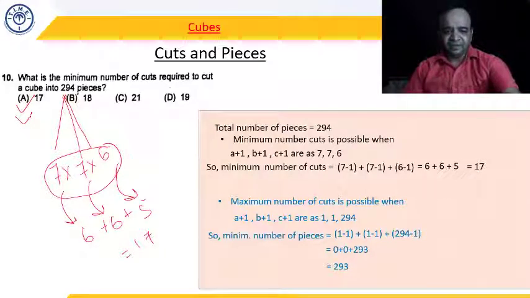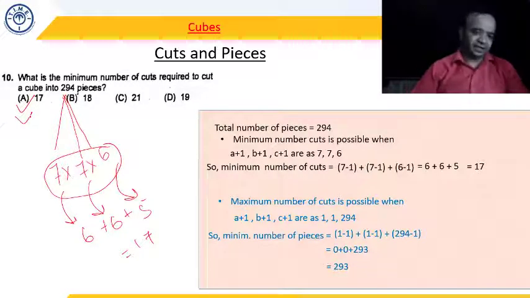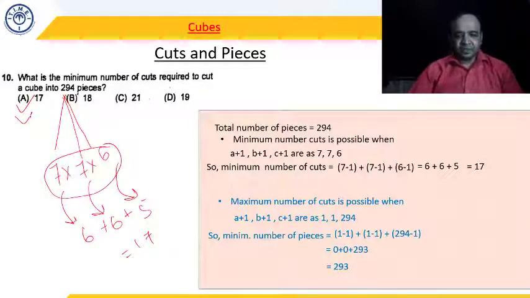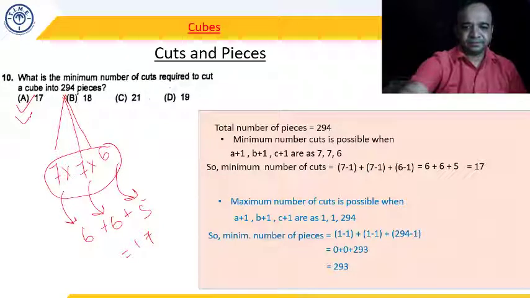So now we have seen cuts and pieces based questions. Now the next type of question we have here is coloring of the large cube, and then it is cut into some pieces by applying minimum cuts, and after that we have to find how many pieces are with three faces colored, how many with two faces colored, how many with one face colored, and how many with no face colored, zero faces colored. I hope this is clear.